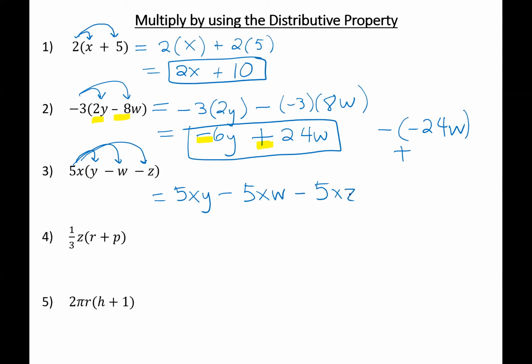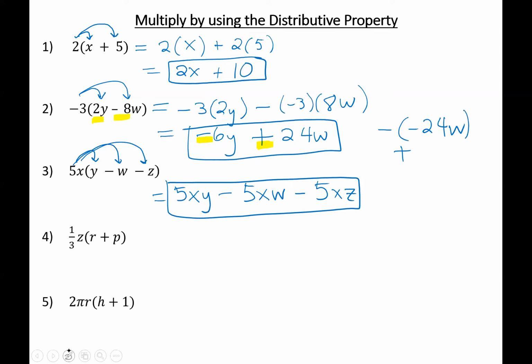So that one might have looked like a harder problem, but I found it to be easier because there was not any extra calculation to do. You're kind of just writing the letters next to each other. So each of the terms got multiplied by 5x. So again, the final answer is 5xy minus 5xw minus 5xz.